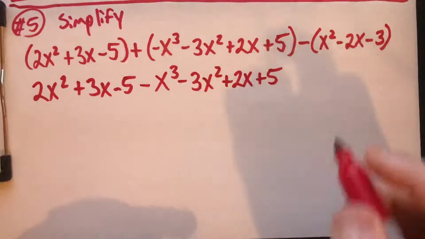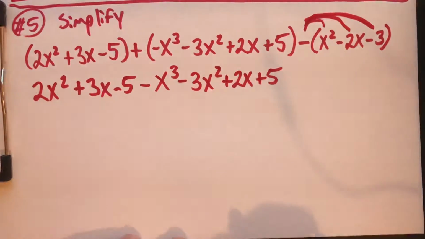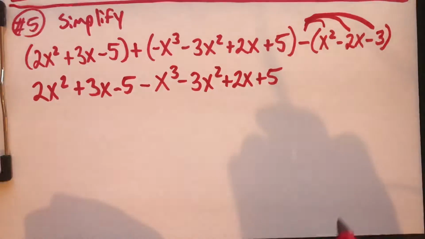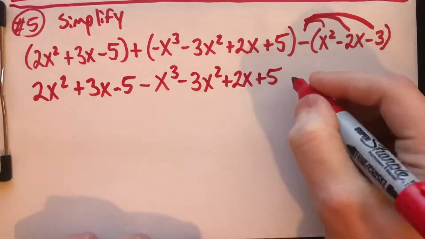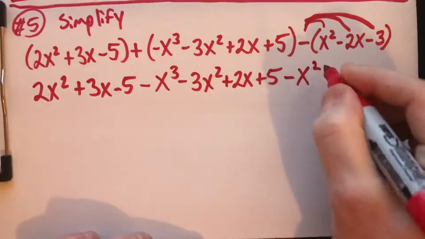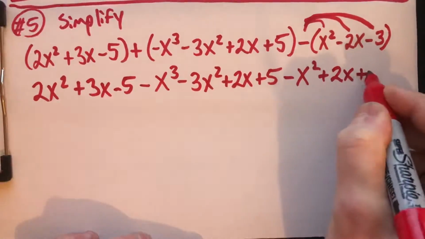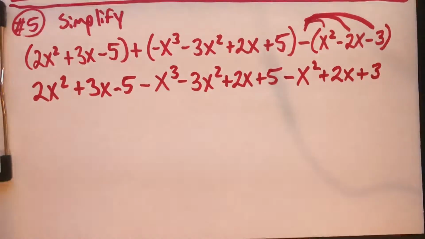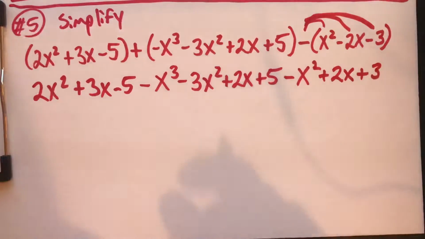Okay, then I need to distribute this negative to all the terms inside that third polynomial. So that -1 times all those terms just changes all of the signs. So we'll have negative x squared plus 2x plus 3. Now we just have a huge polynomial that's all jumbled up that we need to get all the terms in order and combine any like terms that we see.